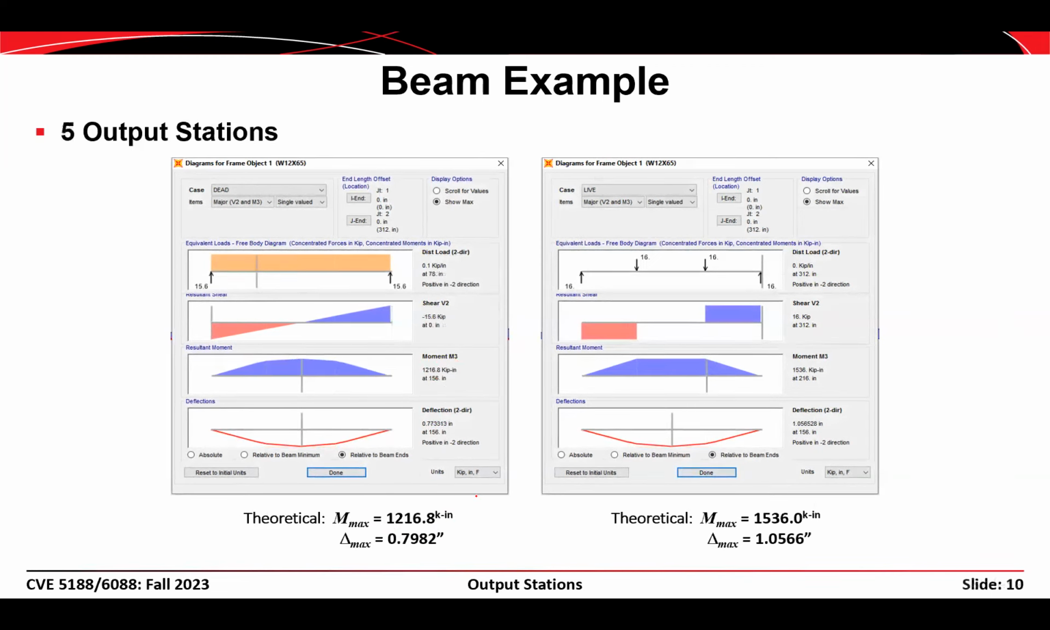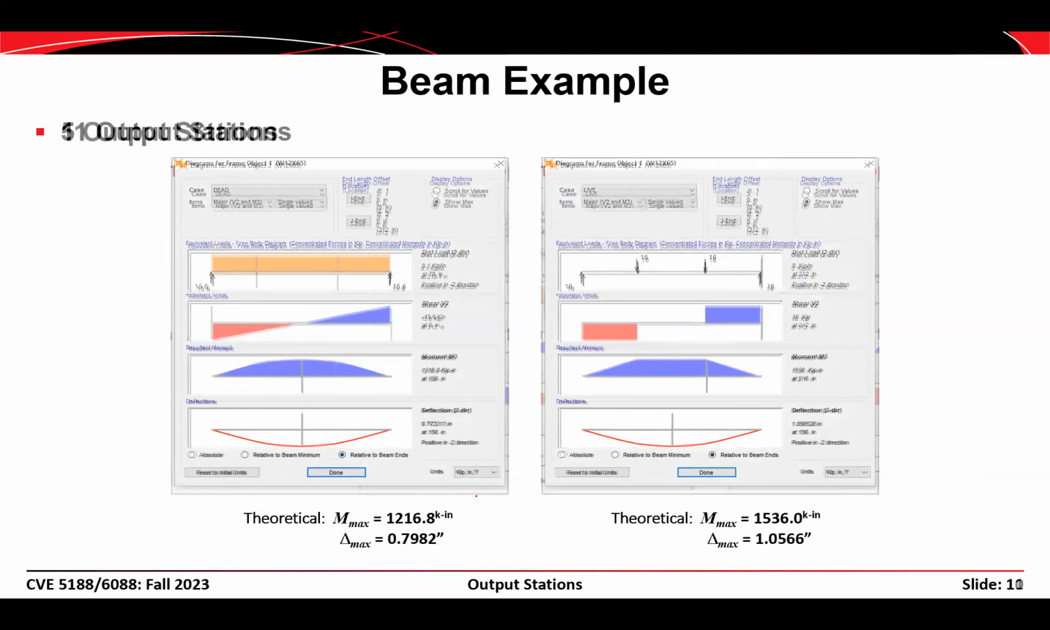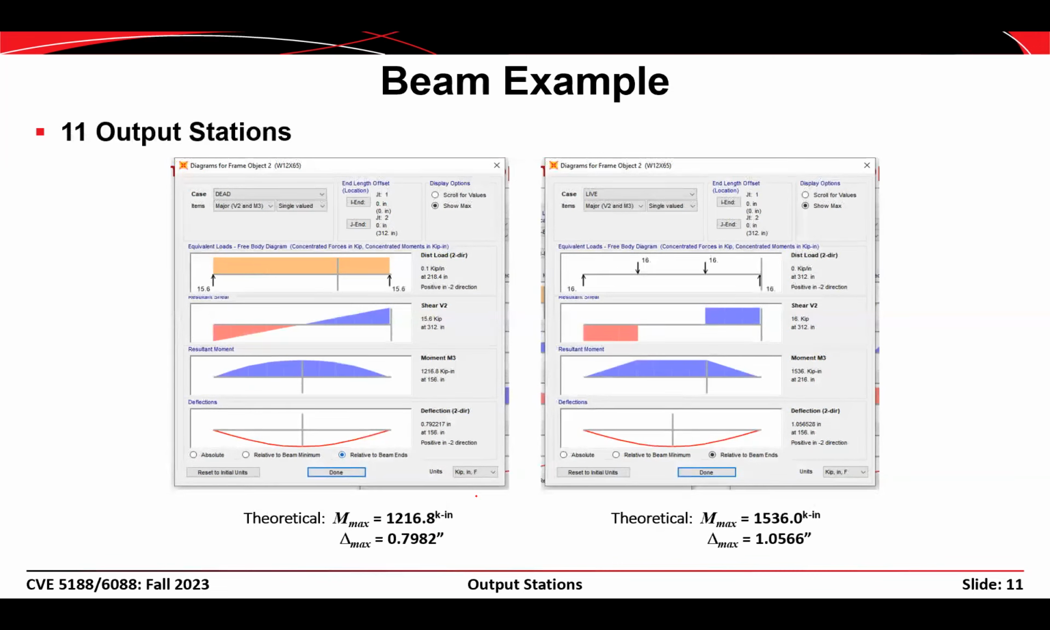And then you could go on and say, okay, what happens if I use 5? And then finally, what happens if I use 11 output stations? And so this gives you an indication. Now finally, with 11 output stations, you can see it's still a bunch of straight lines put together, but it looks kind of parabolic because we have a sufficient number of output stations to make it look smooth. So typically what I'll do is define 11 output stations for each member. And then that gives me the results that I want. But it's not quite that simple. But for right now, we're going to leave it at that.